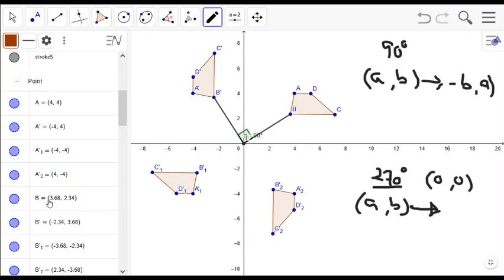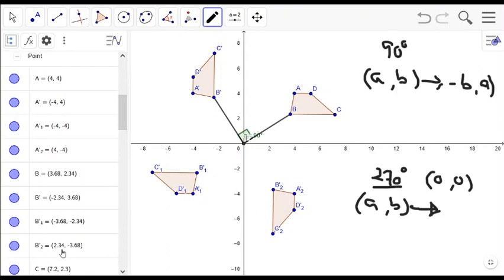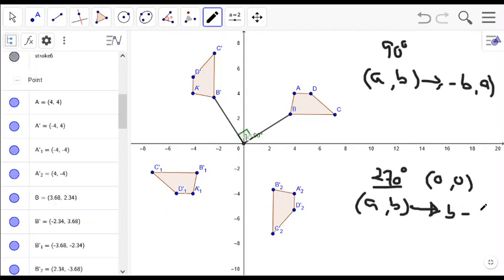It becomes like this. B was 3.68, 2.34. It becomes negative. That is image 2. It is here, image 2, it becomes 2.34. B becomes the first, the y becomes the x, and then the x becomes the y, but it is negated, meaning what? It becomes B, negative A. So AB becomes B, negative A. That is the conclusion that you can make here.